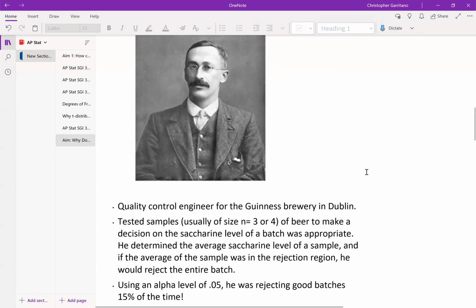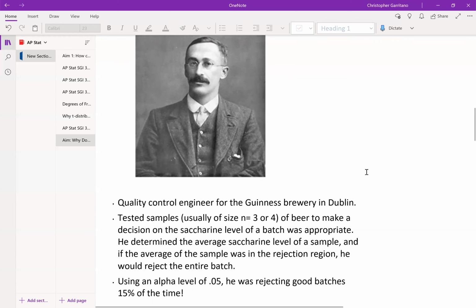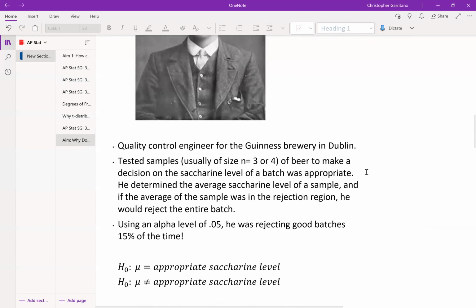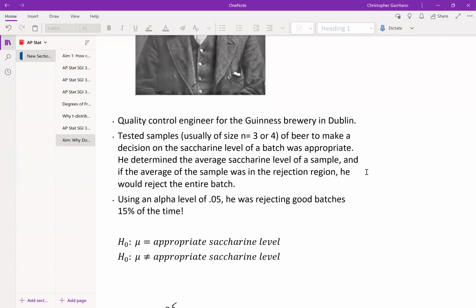All right. So essentially, he used an alpha level of 0.05, but the problem was, and here's just an example, hypothetical. I don't know this for sure, but here's what I'm thinking his hypothesis test looked like. And of course, this should be alternative. Okay. But using an alpha level of 0.05, he actually ended up rejecting good batches 15% of the time.